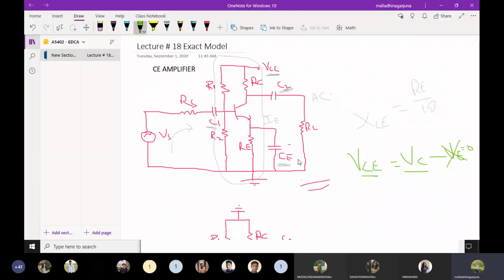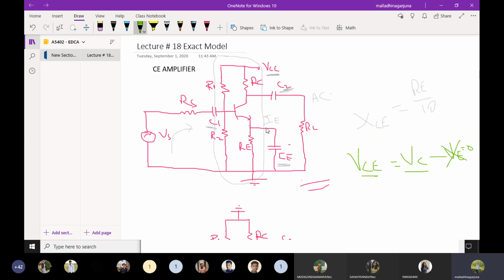For that reason, we connect one bypass capacitor which offers low reactance compared to the RE resistor. And what will be the ratio? That is 10:1. If RE is equal to 1 kilo ohm, the bypass capacitor offers a 10th portion of your RE resistor, so XE will become 100 ohms. Like that, we can eliminate the voltage drop across RE, and therefore our output will be more.